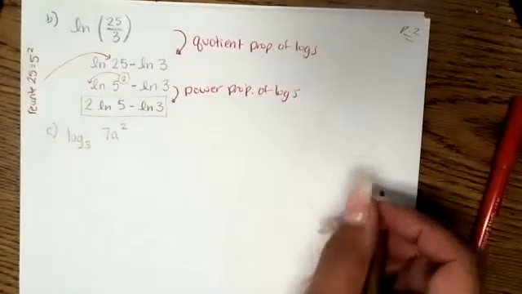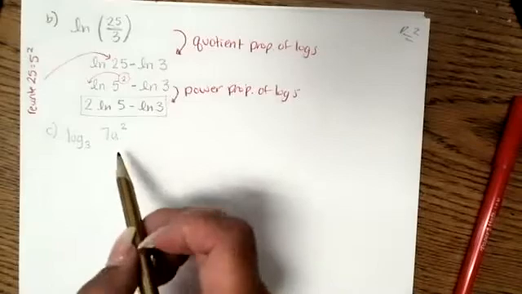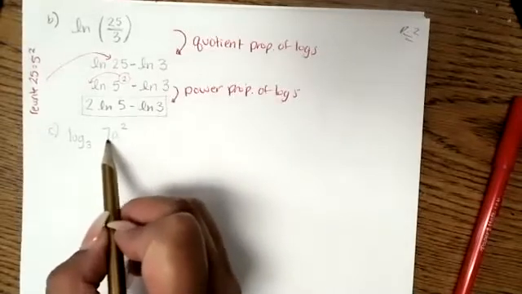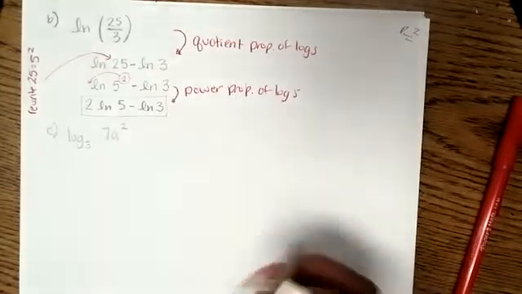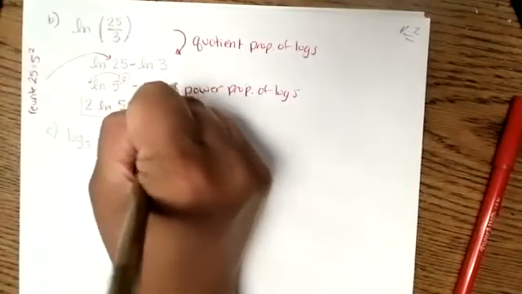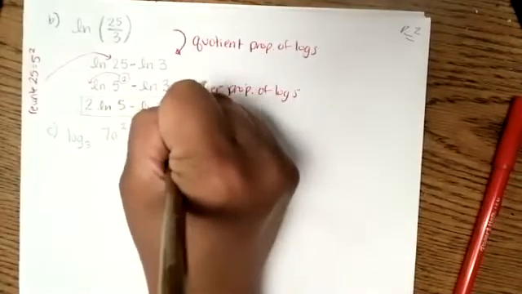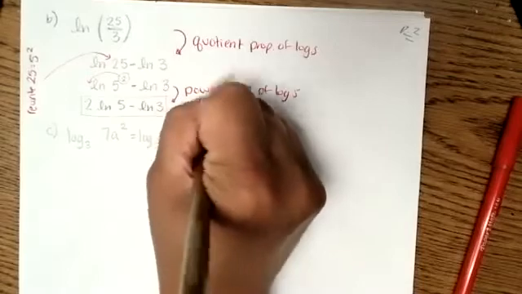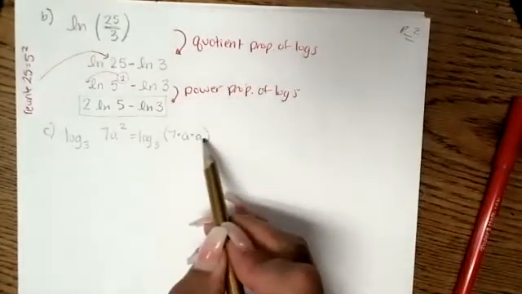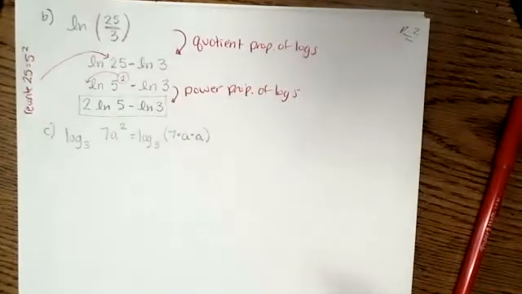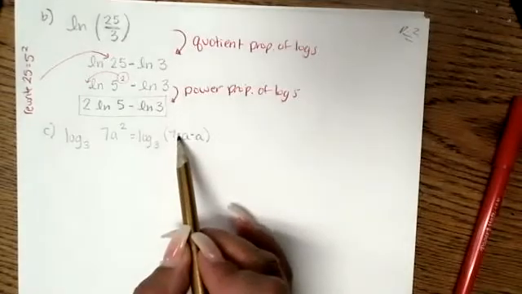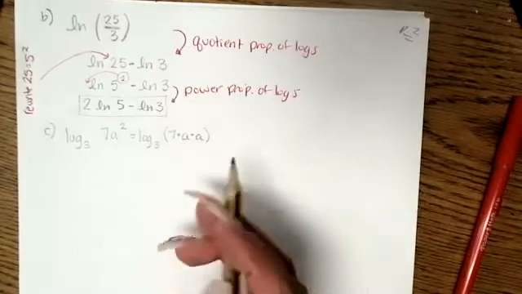Example C. Although I don't know if you really see this right here, the 7 and the a squared are being multiplied. This is the same as saying log base 3 of 7 times a, because a squared means a times a. And then how do I separate the multiplication? I separate it with an addition. That is going to be the product property.